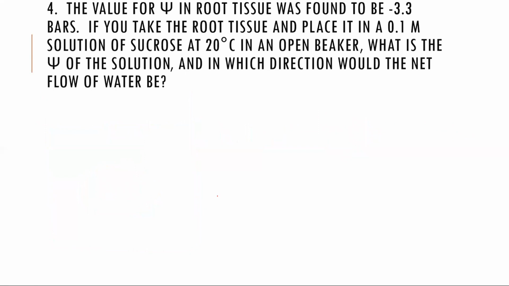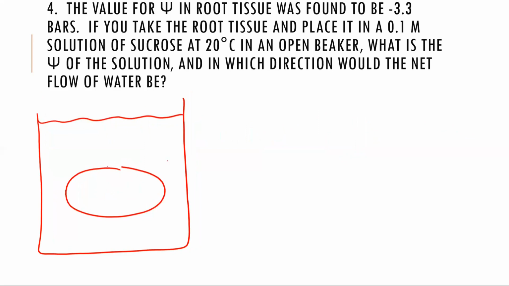All right, question 4. We have a root tissue and we're going to place it in the open beaker. So here we draw the system and I have my root cell, and I'm going to fill in my formulas because this is how I keep track of what's going on. The value for the water potential in the root tissue was found to be -3.3. They're telling us this one right off the bat, and that's good to know. In the open beaker, the pressure potential is 0. So all we need to know is the solute potential.